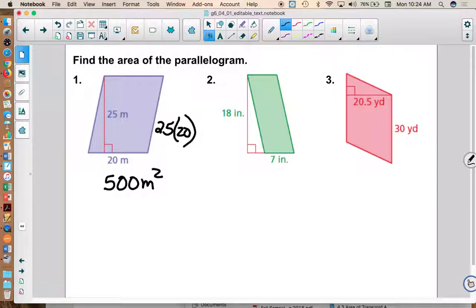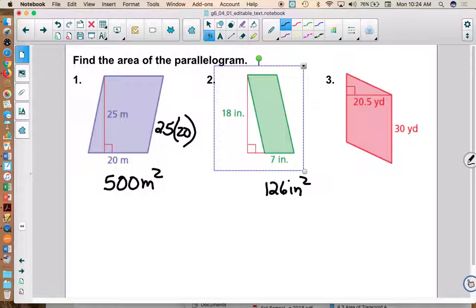What about number 2? Number 2 is a little bit weird. It doesn't look the same as what we've been seeing. Does it make a difference in the calculation? What is the area of number 2? What's its area, Bub? 126 inches squared. Good job. 126 inches squared. The fact that they gave us our straight edge, our height, outside of that parallelogram doesn't change it at all. Always take it where the right angle is, okay?